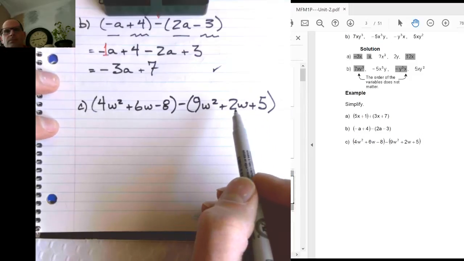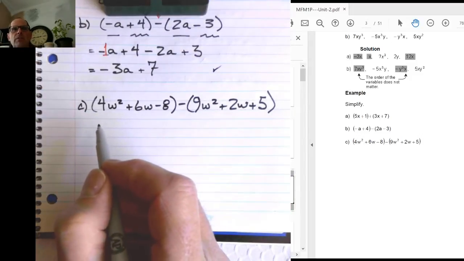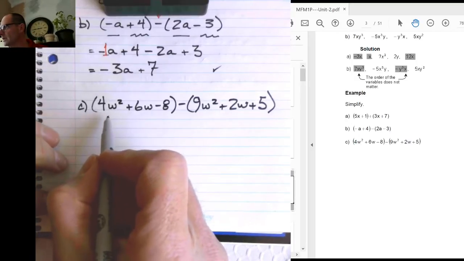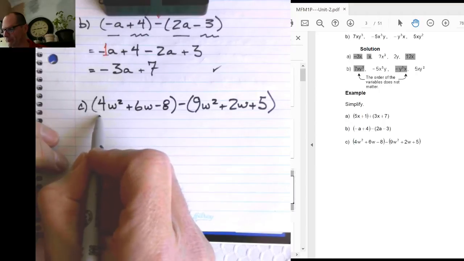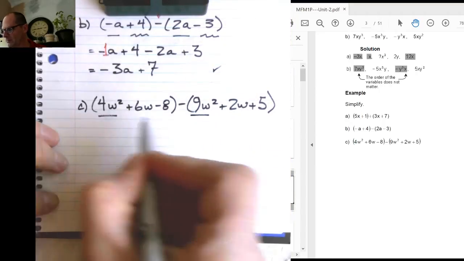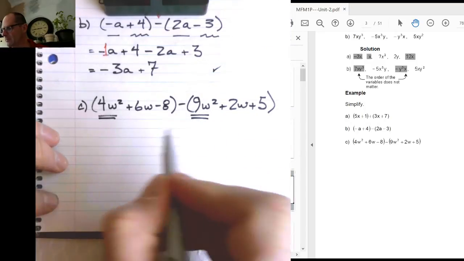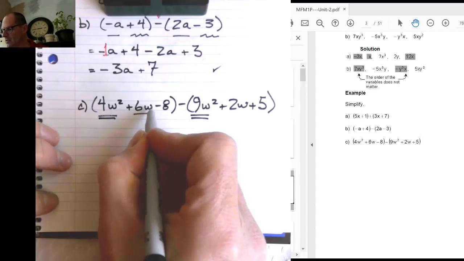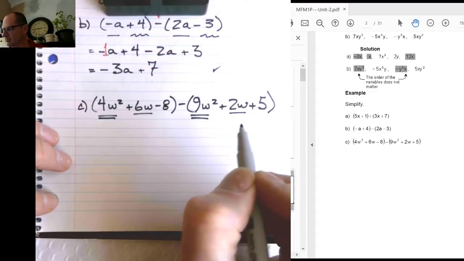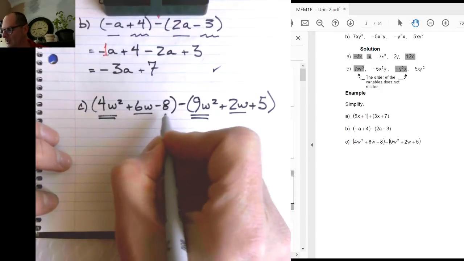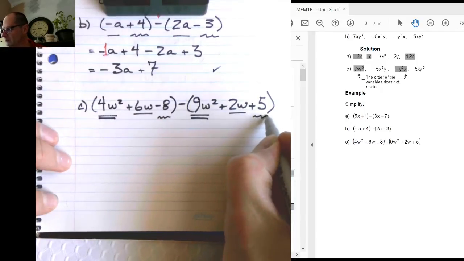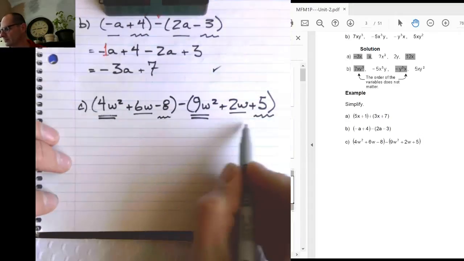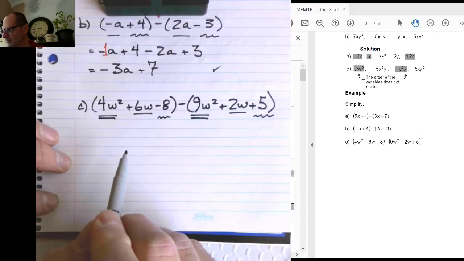So now we've got three different sets of terms here. We've got w squared terms. I'll put a double line under those. And we have just w terms. And we have constants. Like that. Just emphasizing the three different types of terms by underlining them just to keep organized.